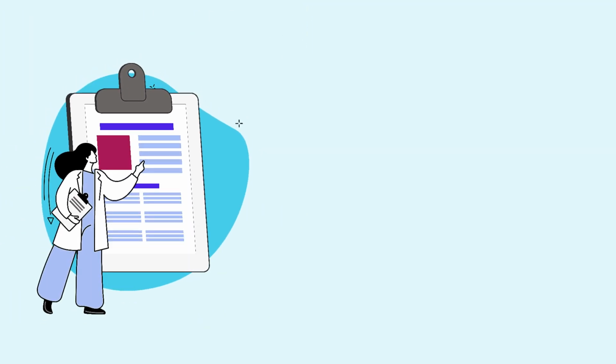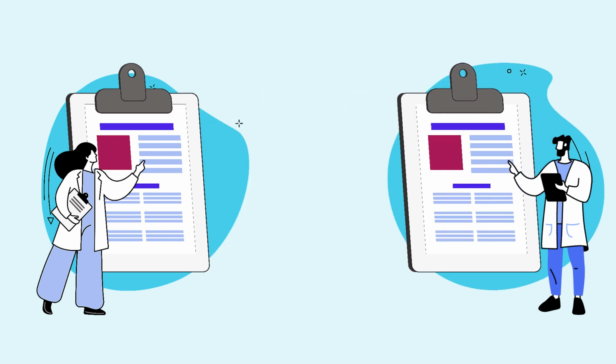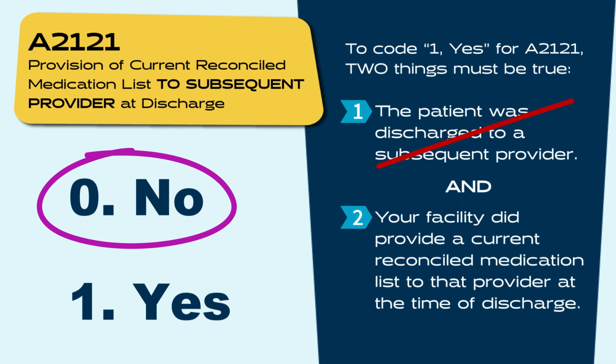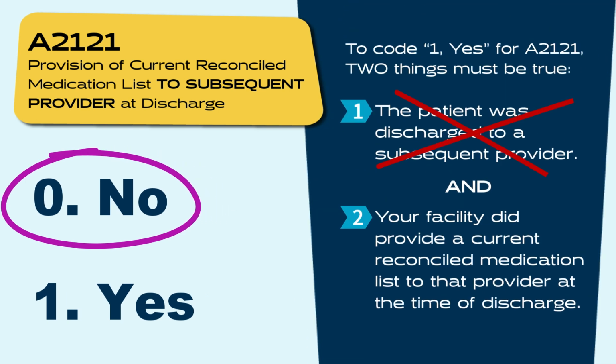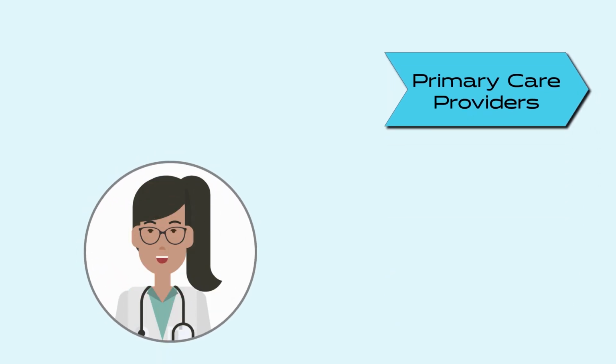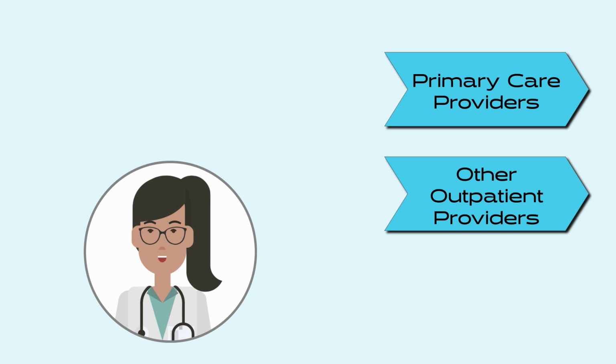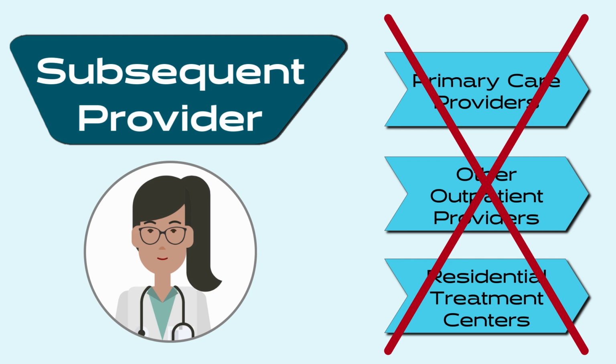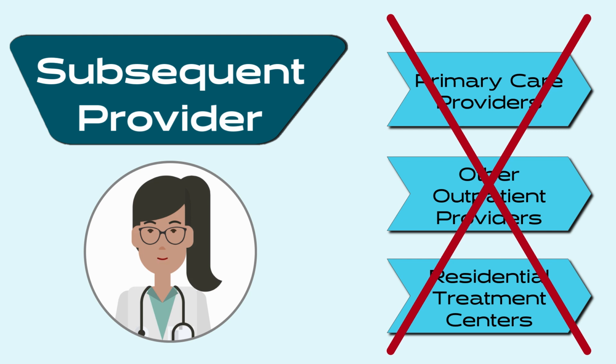What if you also send a copy to their community physician when they are discharged home? You would still code 0 no, because their community physician is not considered a subsequent provider. Even though patients may receive care from primary care providers, other outpatient providers, and residential treatment centers after discharge, these are not considered subsequent providers for coding these items.